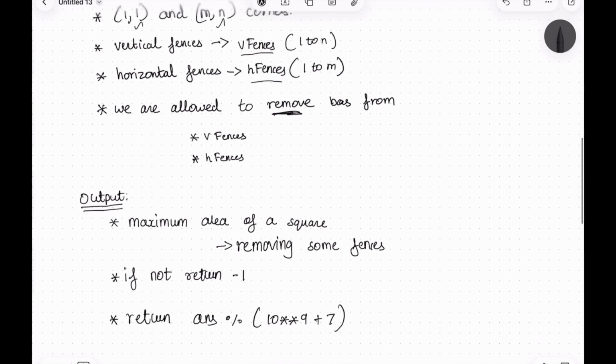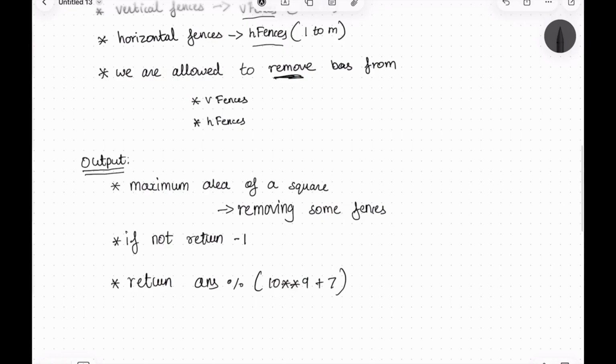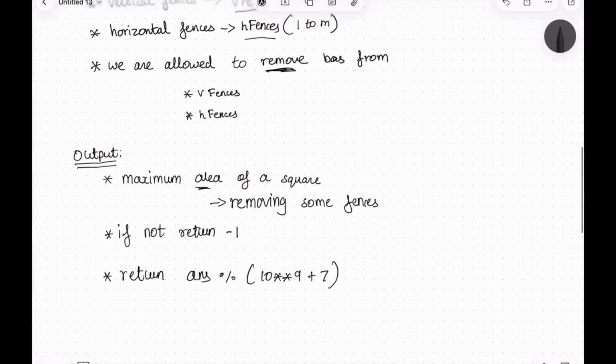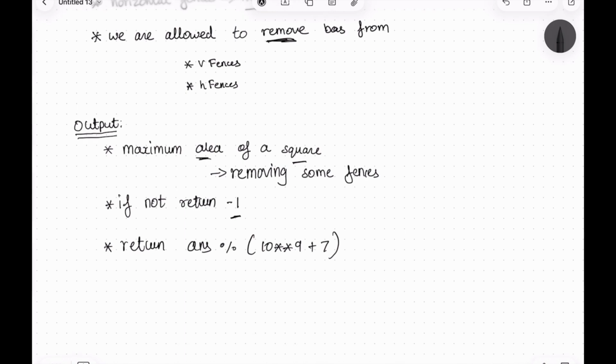So what exactly do we need to return? The maximum area of a square by removing some of the fences. We can remove fences, or we even do not want to remove fences, but we have to return the area which should be of a square, right? This should not be a rectangle, this should be a square. So if we are not able to find a square, we have to return -1 as a result. And since the answer could be very large, we have to take it modulo 10 power 9 plus 7, and then return it.